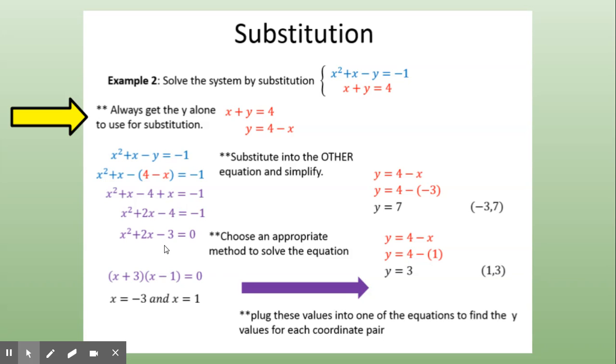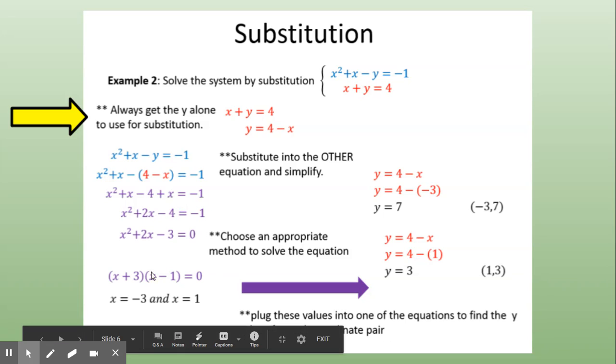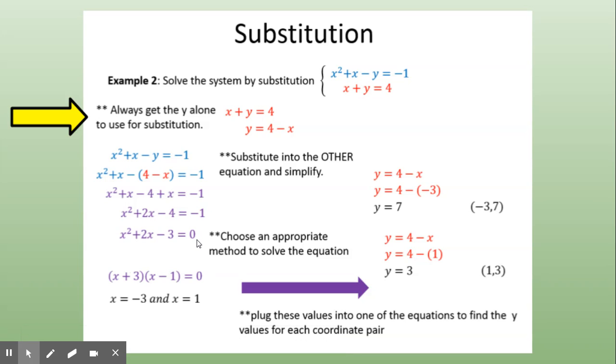You can then choose whatever method you want. I chose to do factoring. It was easy enough to factor. Factors of -3 that add to 2 are 3 and -1. So to me, that was really quick. If you don't like factoring or you're still struggling with it, then use the quadratic formula. You can always use the quadratic formula with any quadratic to solve.